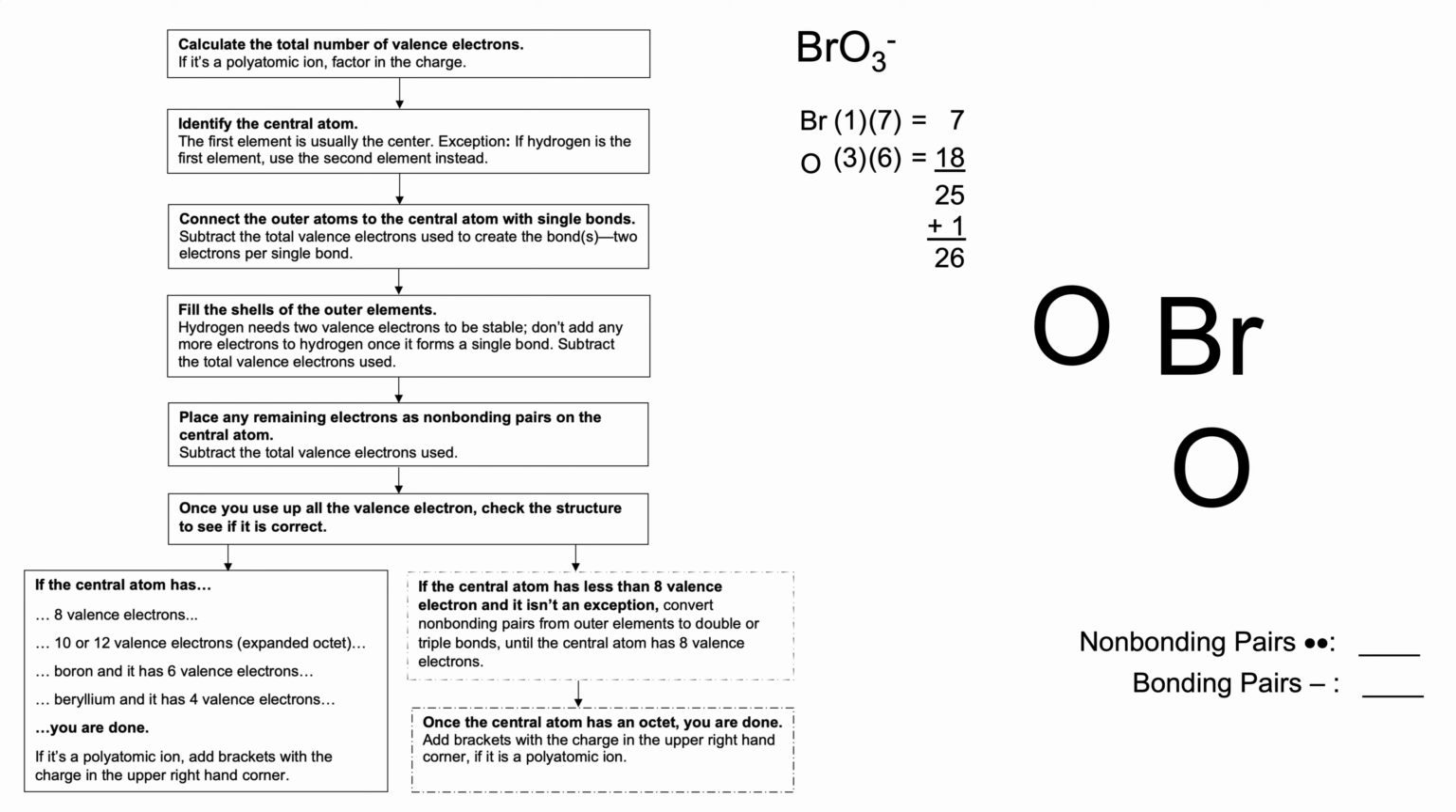I place the 3 oxygens around bromine. I connect each oxygen to bromine with a single bond. That uses up 6 valence electrons, so now I have 20 left over at this point.